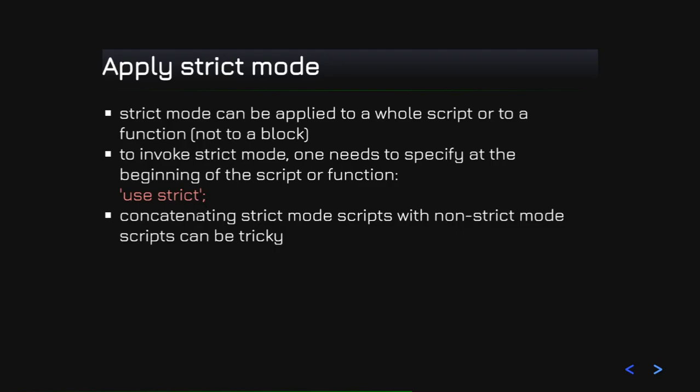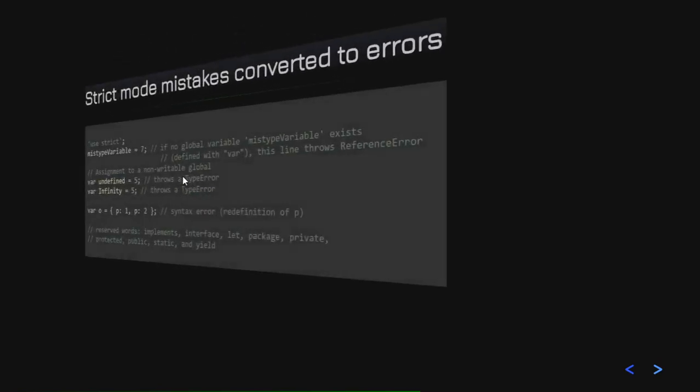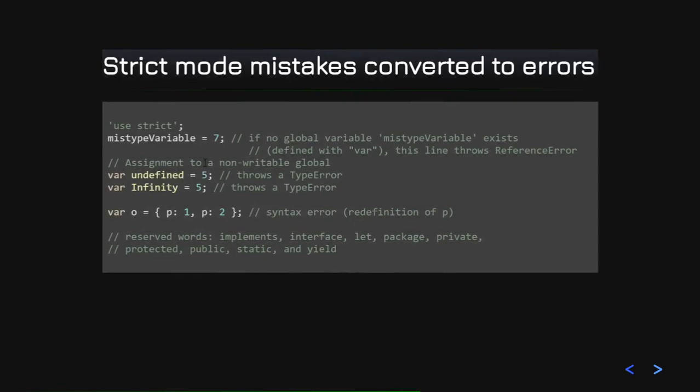Please note that it's tricky to concatenate two JavaScript codes, one that uses non-strict mode and the other one that uses strict mode. Because if you have one that uses the strict mode and you concatenate that with another script that doesn't use strict mode, then the whole thing would be in strict mode. So this could create problems. Some examples of mistakes that are converted to errors by JavaScript strict mode. So we use strict.